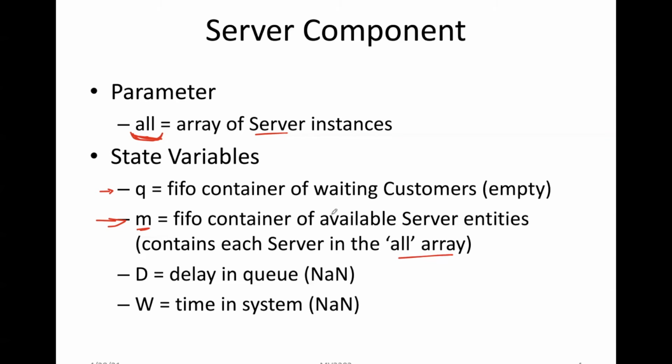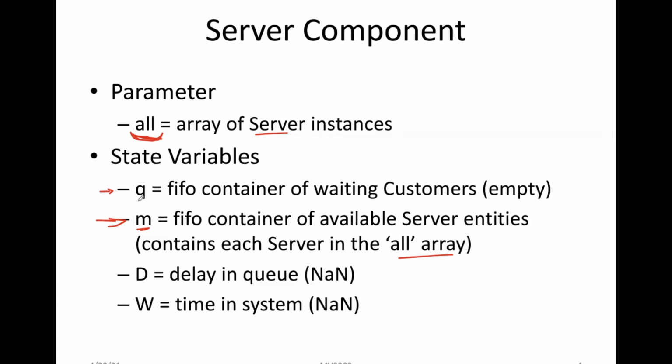And this is partly why the definition of the early multiple server queue had the available servers rather than the busy servers. Because it's sort of natural to say, okay, let's start with a container, like here in a more complicated model, we have all the servers in the array, and so those are the ones who are available.